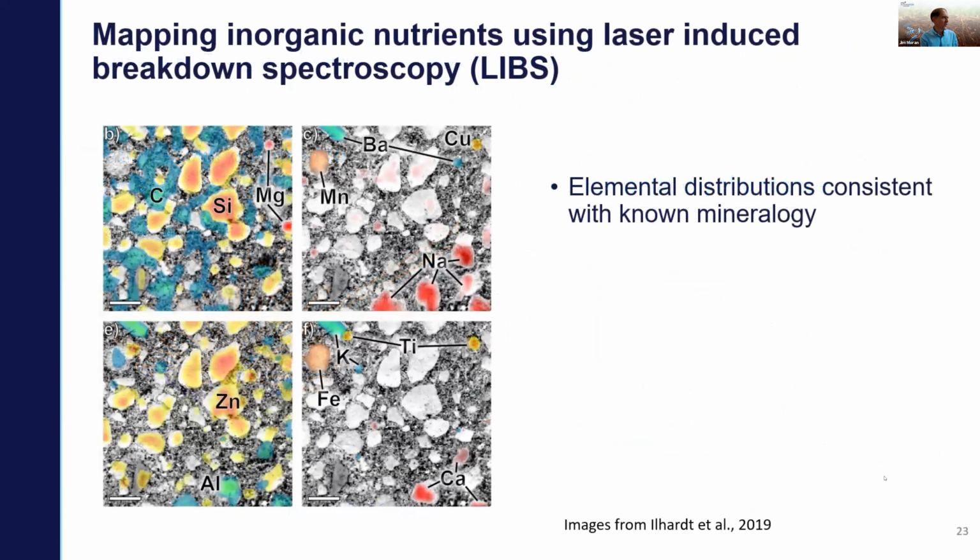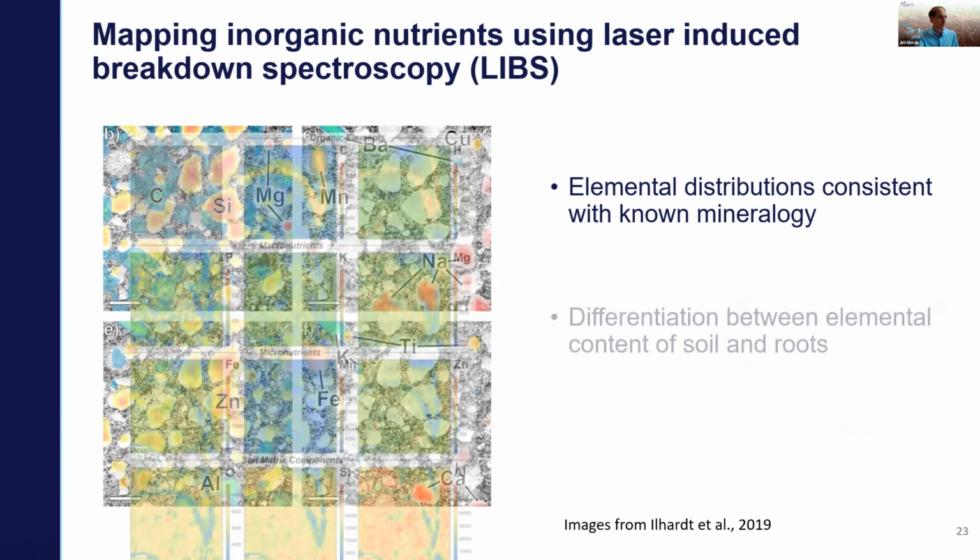And so here's an example of what this looks like, same soil, and we've just highlighted here with different colors some of the different elements: barium, manganese, magnesium, silicon, even carbon in some cases. And these really are consistent. I don't want to say that we're measuring the mineralogy, but they're consistent with some of the feldspars, the quartz in some cases, carbonates. They're very consistent with what we know exists in the soil.